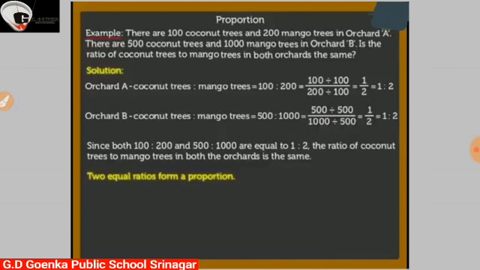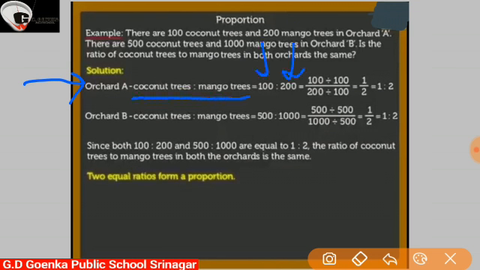Is the ratio of coconut trees to mango trees in both the orchards the same? Right? If it is the same, then they are said to be in proportion. For that, we will check first for orchard A. Coconut trees is to mango trees. It is given to us as 100 and 200. So in the form of ratio, we will write it as 100 is to 200. Then we will bring it to its simplest form by taking the HCF of both, which is 100. So 100 divided by 100 and 200 divided by 100. In its simplified form, we will be left with 1 by 2. In terms of ratio, it is 1 is to 2.